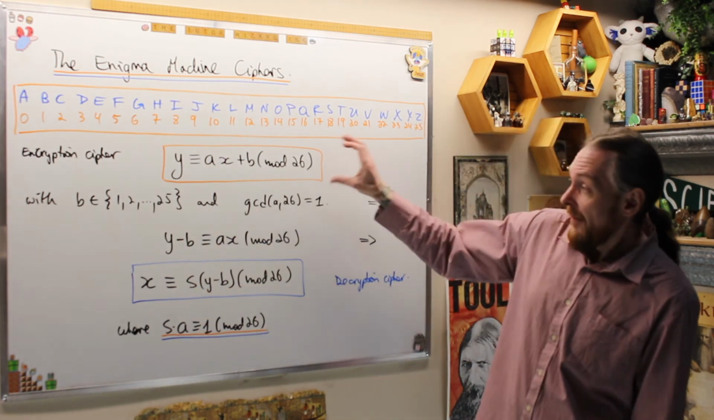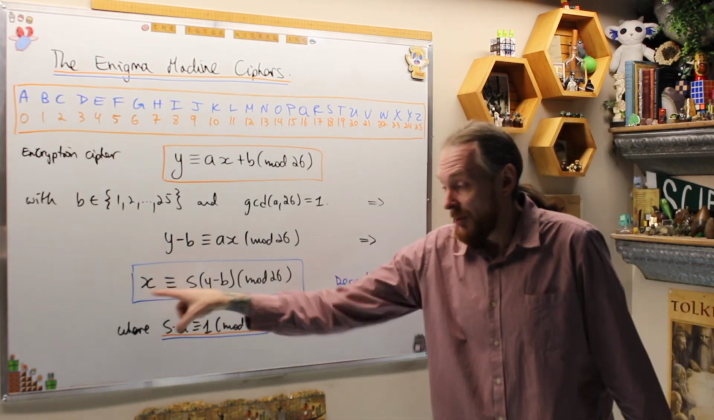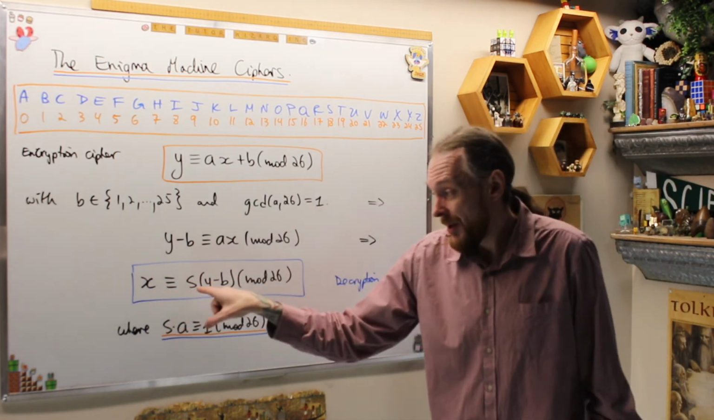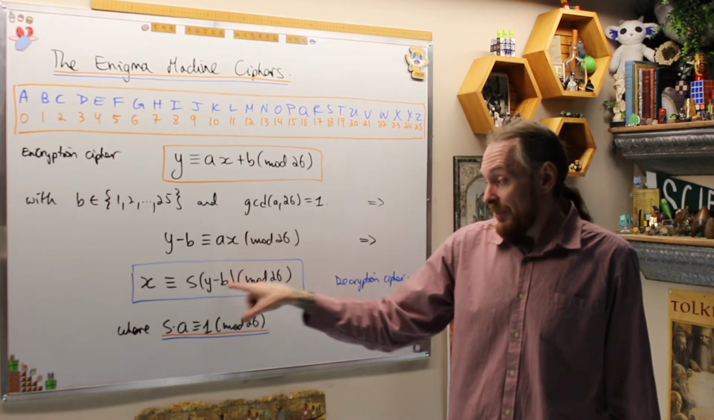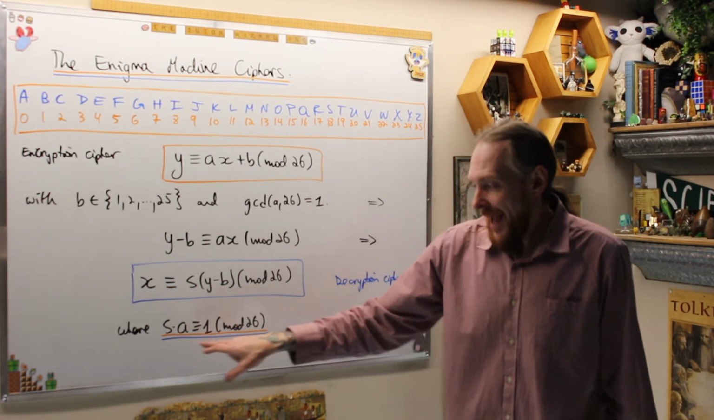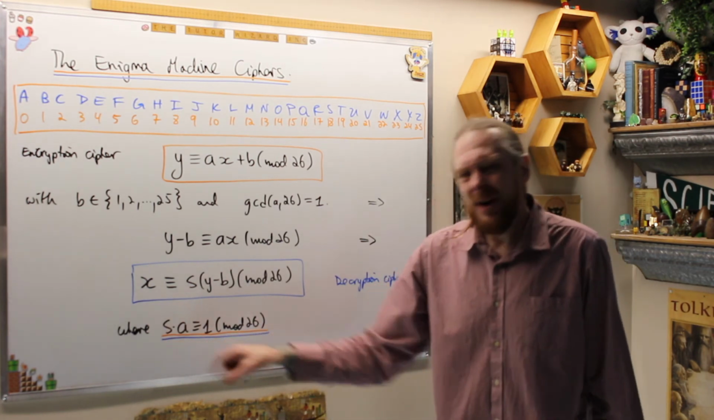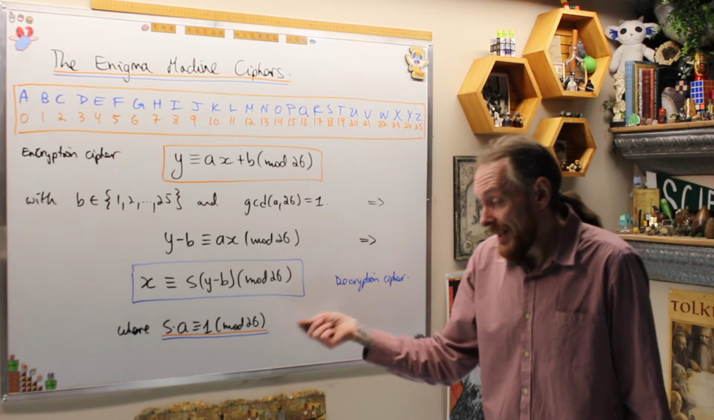What we're going to do is, from the encryption cipher, we have to solve for X. When we do that, we get the decryption cipher: X is congruent to S times (Y minus B) modulo 26, where S times A leaves a remainder of 1 when I divide by 26. That means that S and A are inverses of each other modulo 26.